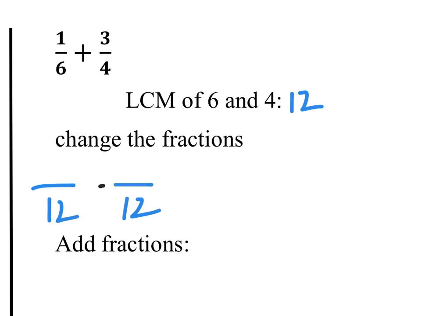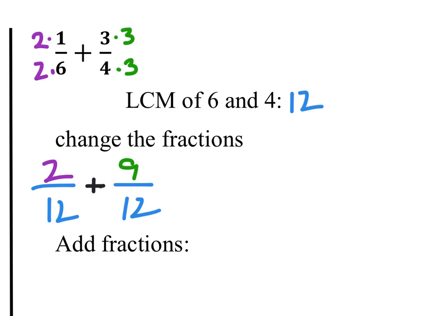And yes, this is addition, so the question then becomes, well, how do I change a 6 into a 12? I'd have to multiply it by 2 to get the 12, which means I need to multiply the numerator by 2 as well, which gives me 2 12ths. And what do I multiply 4 by to get 12? 3. And that would give me 12, so I got to multiply the numerator also by 3 to get 9. 3 times 3 is 9.